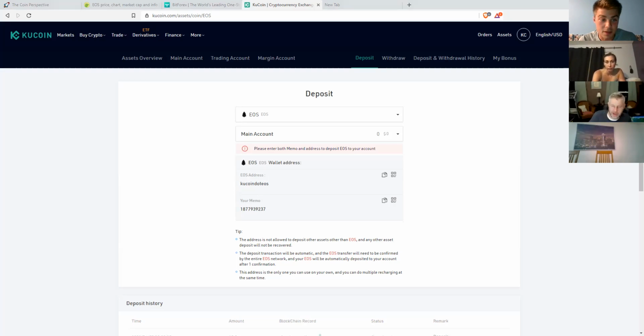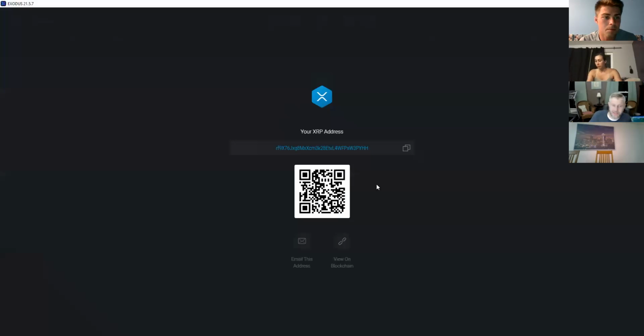Like I said, my Exodus or whatever, it just gives me one address. I gave this address to David, he sent it to me, and it came there. No memo. So it just depends on what it's asking for. You may have a wallet that gives you this and the memo, and if so, copy them both and use them both.